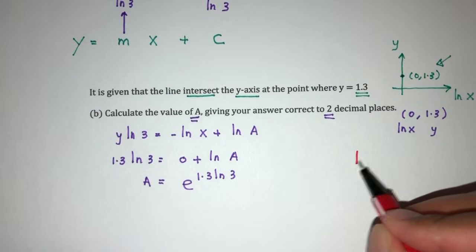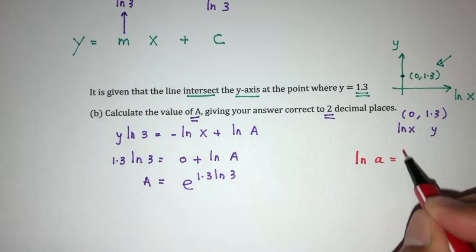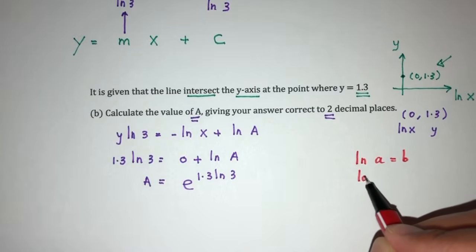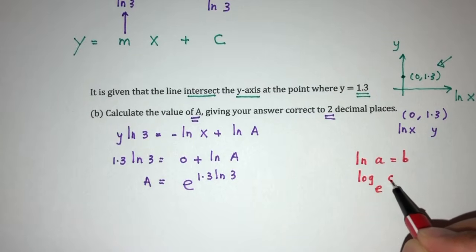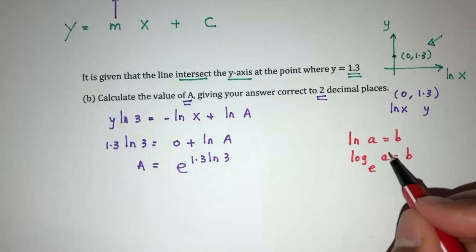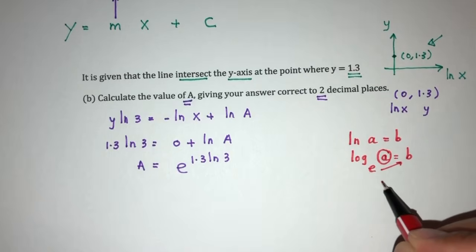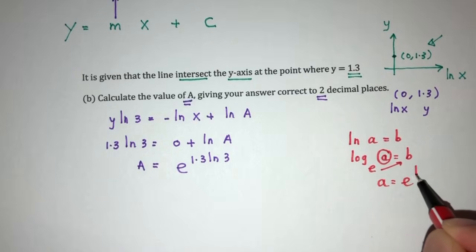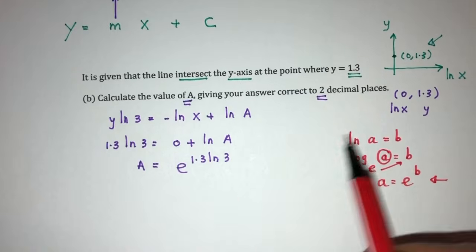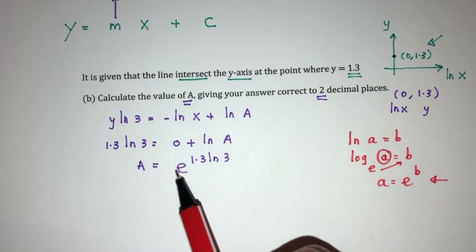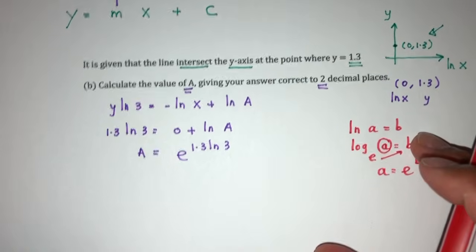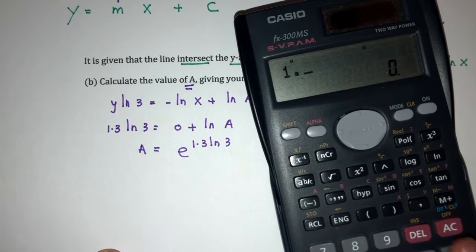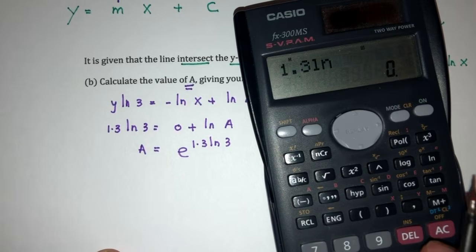So let's say we have ln of a equal to b. What is ln? It is log to the base of e. That will be this. Now for you to find this value of a, we have to send this over here. So a will be exponential b. Same idea here as well. When you have ln of a, to find a, we have to send exponential down here to find this value. So let's find the value now. So 1.3 ln of 3.